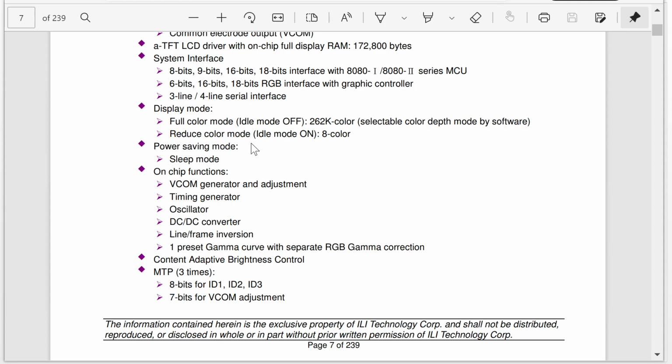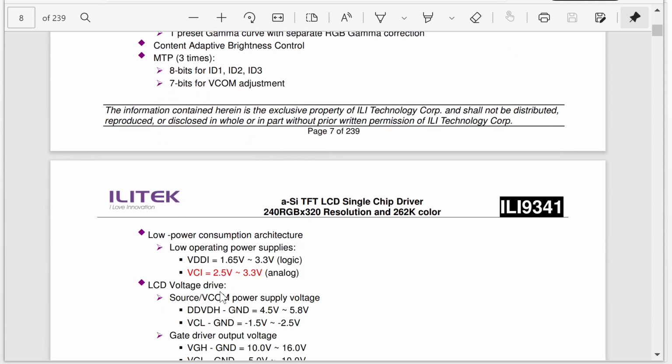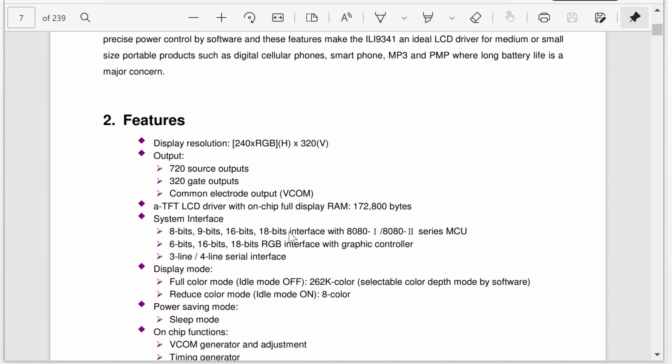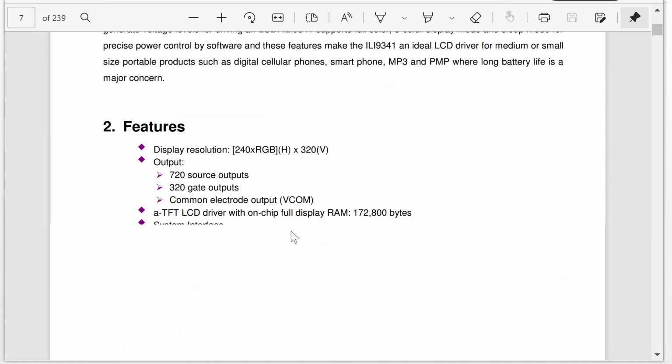Another important thing is the power supply. The power supply supports from 2.5 to 3.3 volts. For most MCU and FPGA systems, we can support 3.3 volts. So this is the feature. The next thing, let's take a look here.